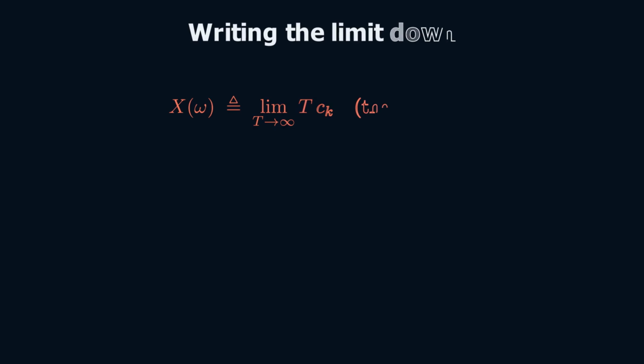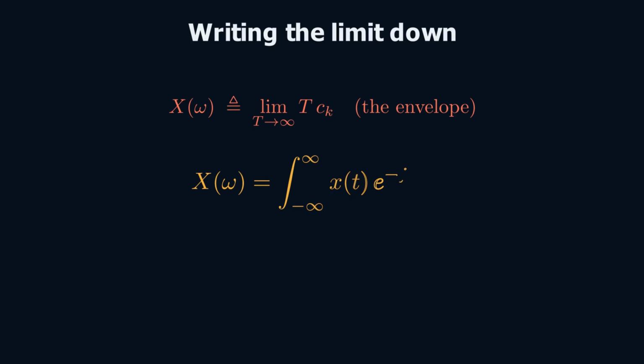The trick, now write down what the animation showed. The envelope is the period times the coefficients, held in the limit, call it X of omega. Substitute the analysis equation from last episode, and the 1 over T cancels. X of omega is the integral of the signal against e to the minus j omega t. The same tuned detector as before, but the dial now turns continuously. This is the Fourier transform.